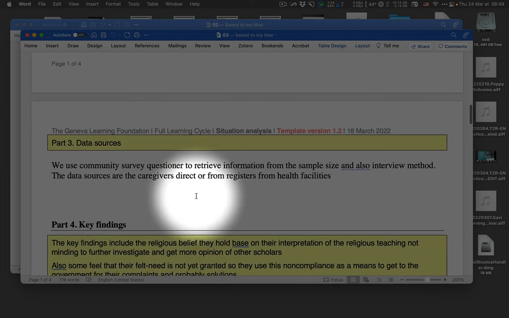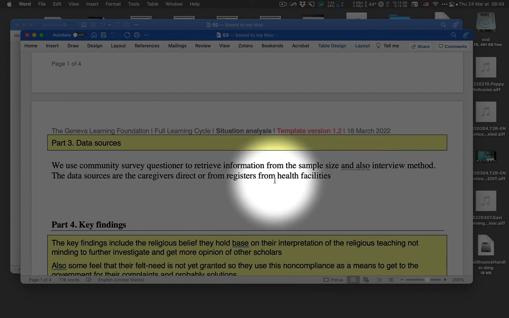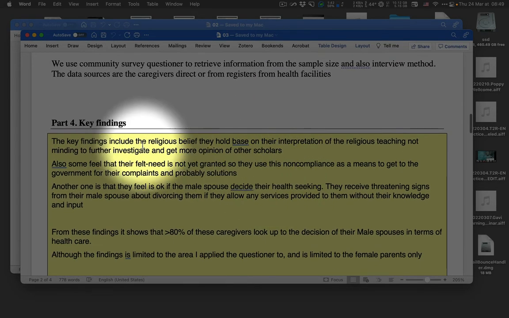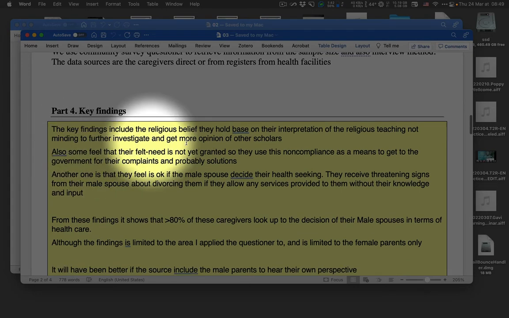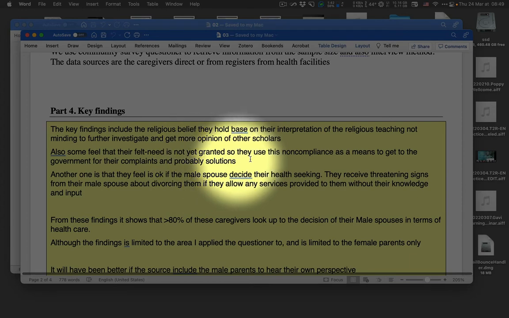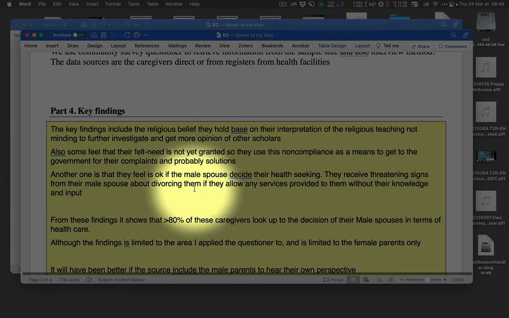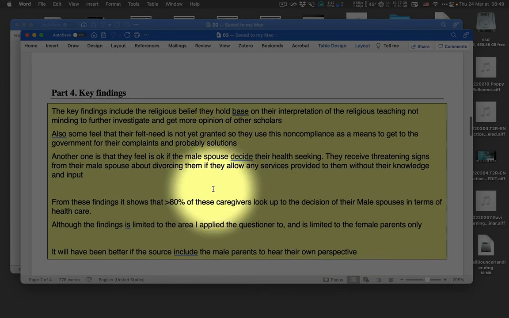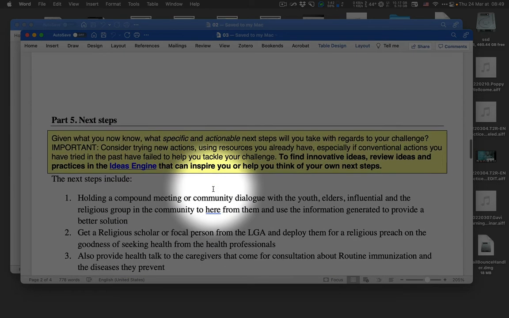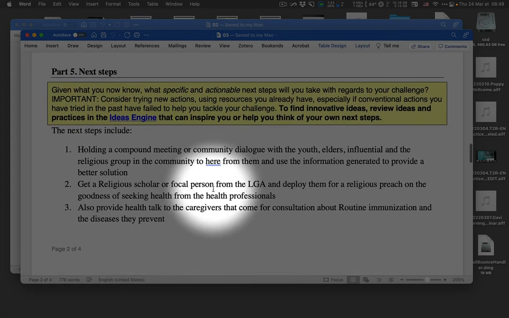Data sources are the caregivers direct. How are you involved in this? Tell us. We need to bring it to life for us so we understand. Now, key findings. All right. Also, some feel that what they felt needed is not granted. Yeah, sure. So there's some interesting specific information here about what the person found or thinks about the situation.